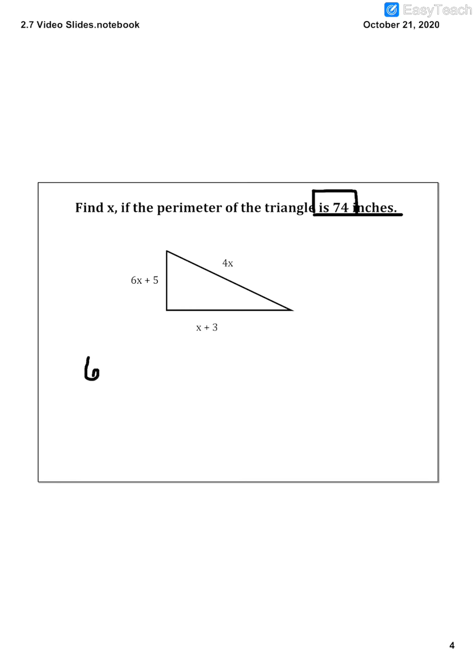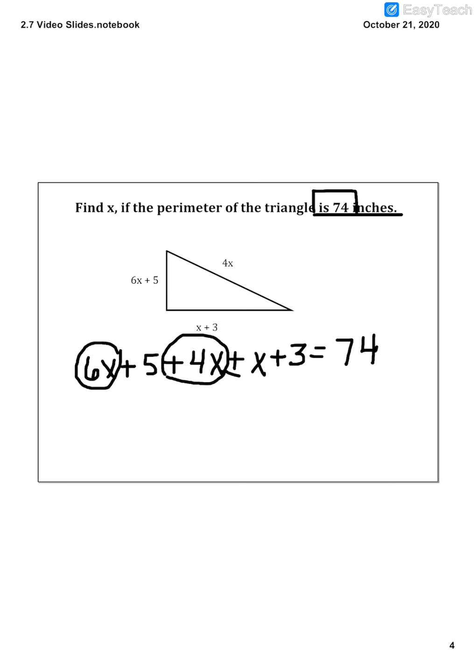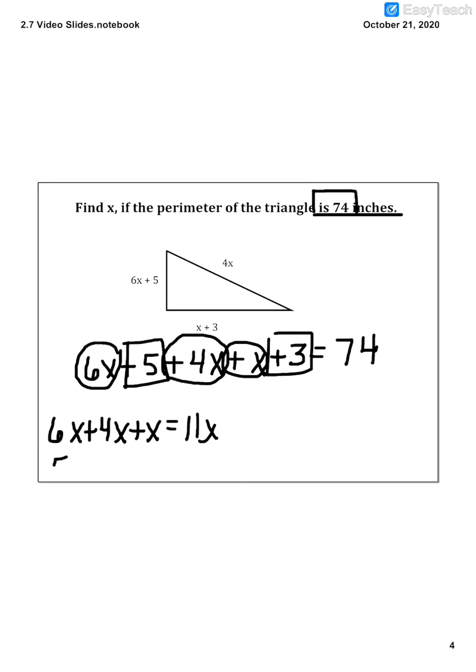So I'm going to set up an equation, 6x plus 5 plus 4x plus x plus 3 is equal to 74. Now I have to combine like terms, 6x plus 4x plus x, and I'll write on the side 6x plus 4x plus x, which is equal to 11x. Positive 5 and a positive 3 are like terms, which gives us 8. So 11x plus 8 is equal to 74.